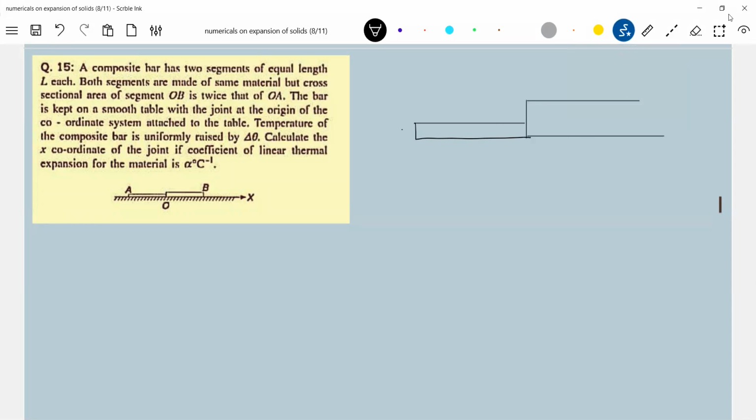And just for our understanding purpose, I am taking the diagram. Okay, this is kept on smooth table. Both segments are made of same material, but cross section area of segment OB is twice of that one. Both are having length L each. Let's call this area A, this is 2A. So what do you expect the mass of them? If this is having a mass M, what will be the mass of this? 2M. Fine.